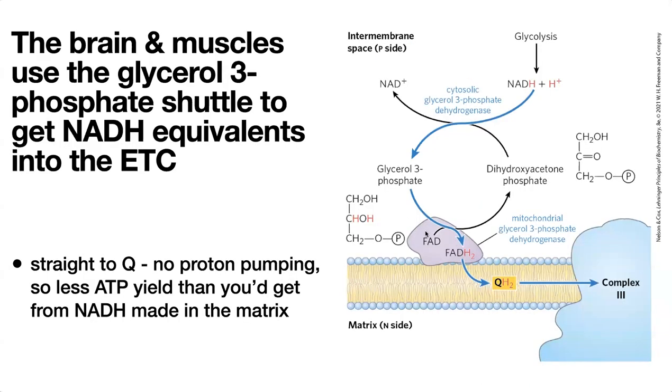And so the mitochondrial version of this is going to be embedded in the membrane, and the cytoplasmic one is going to be free floating, and they're going to be working together. In your cytoplasm, what's going to happen is you're going to take that NADH that you generated in glycolysis, and you're actually going to use it to reduce dihydroxyacetone phosphate to form glycerol-3-phosphate.